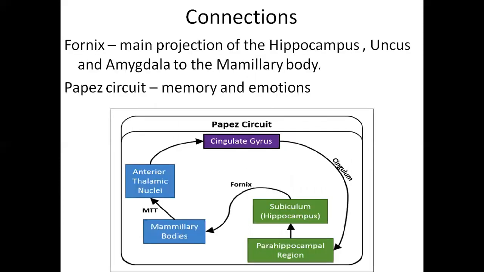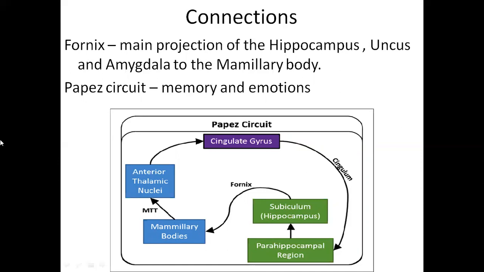Now, the important connections in the limbic system. First is the fornix. This is the main projection of the hippocampus, uncus, and the amygdala to the mammillary body. Next, an important circuit. We'll be dealing with this circuit in detail in learning and memory also. Okay, so that is your Papez circuit. This Papez circuit is responsible for memory as well as emotions of a human being.